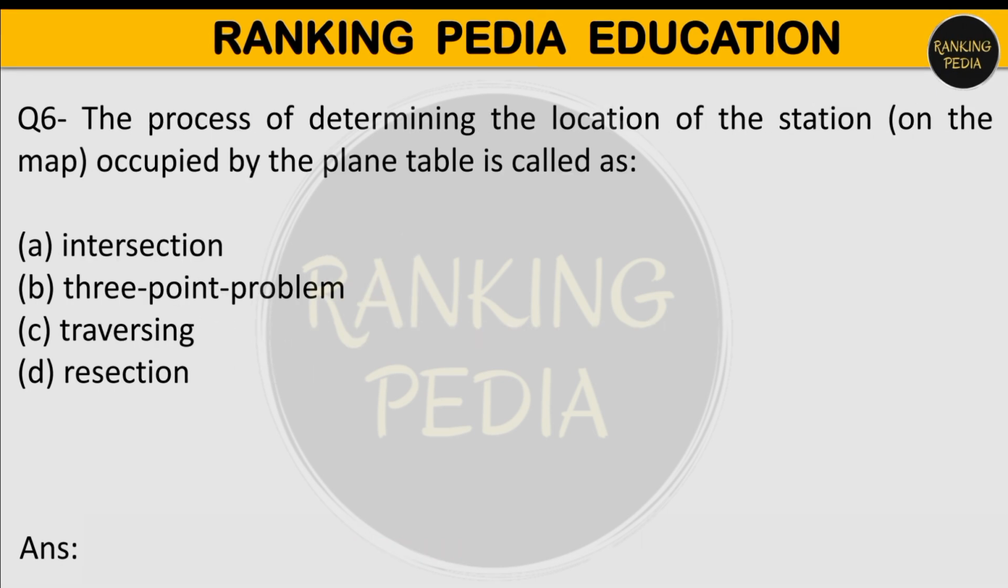Next question is, the process of determining the location of the station occupied by the plane table is called as. Your options are intersection, 3-point problem, traversing, or resection. So the most appropriate method is resection, in which your plane table station is located from the position of two plotted positions. So which one is the correct? That is option number D, resection.